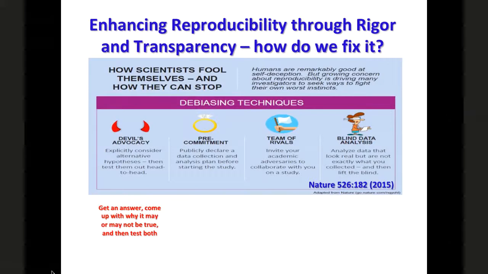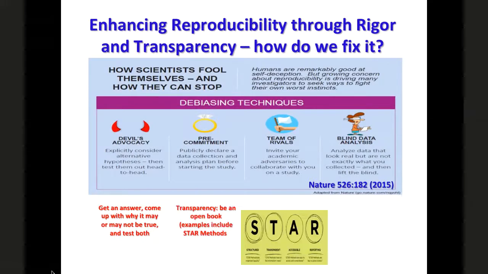Pre-commitment. Publicly declare a data collection analysis plan before starting the study. So what that is, is transparency, right? That's it. That's the epitome of transparency. Be an open book. An example of this that's only come out since, I think, late 2016 is, anybody heard of STAR methods? STAR methods is now what all the Cell family journals require. And other journals are starting to sign up to what it is.